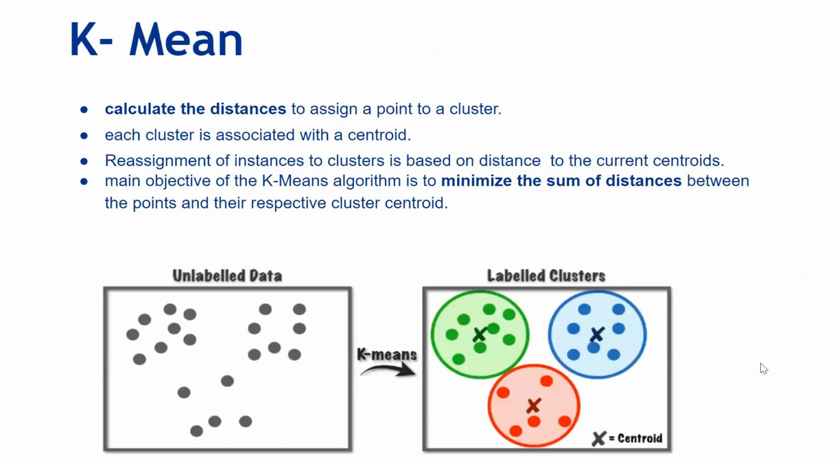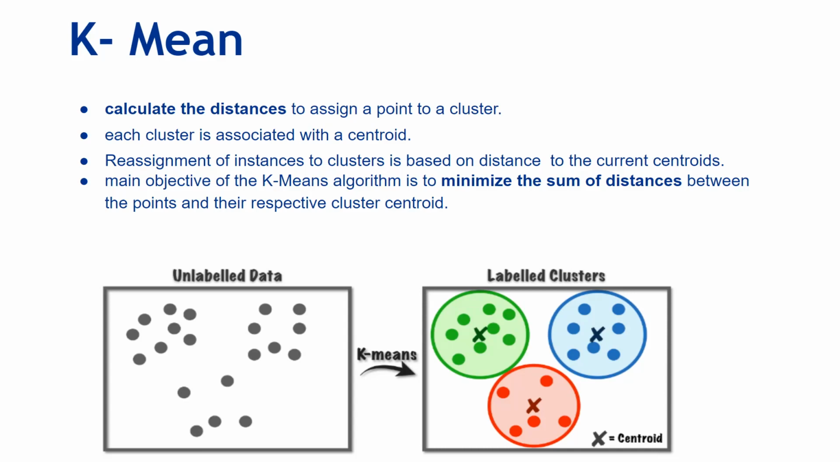So let's move ahead. Here, what actually we are doing in K-means clustering: we are finding out the distance to assign a point to a cluster. Each cluster is associated with a centroid. Reassignment of instances to clusters is based on distance to the current centroids. What is happening actually is that we find out the current distance of the data points from the centroids.